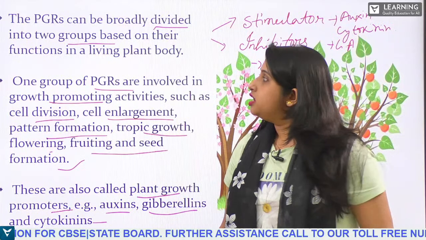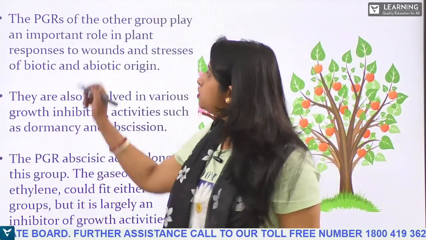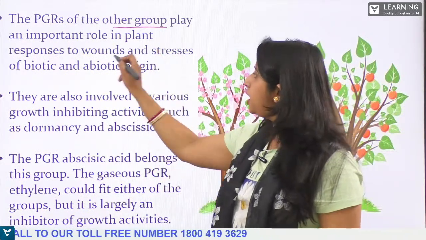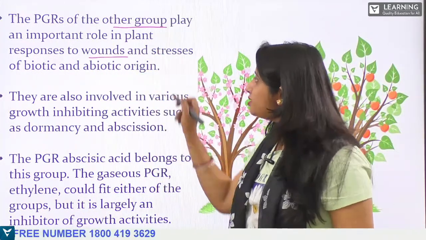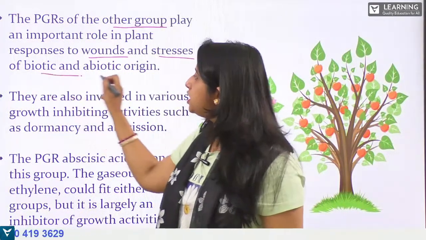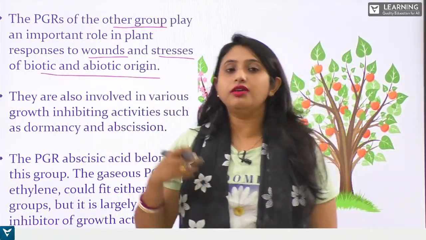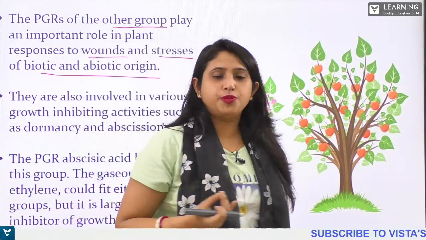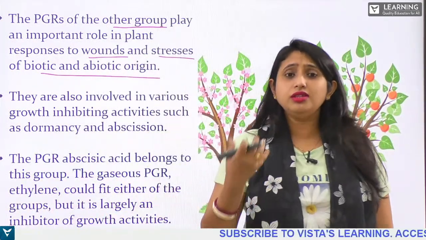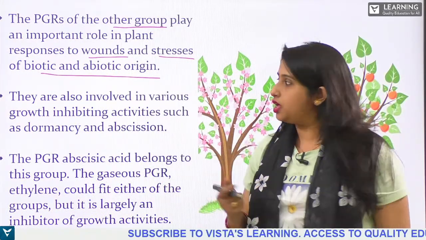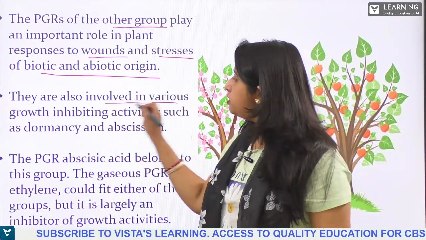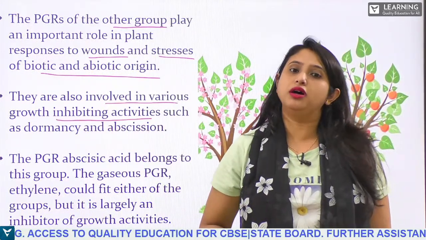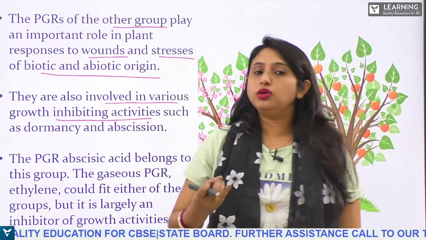Is that clear? Next, the plant growth regulators of the other group play an important role in plant response to wounds and stress of biotic and abiotic origin. As I said, these are the inhibitors. Inhibitors are responsible for causing stress in the plants. They are also involved in various growth inhibiting activities, that is, they stop the growth in the plants.